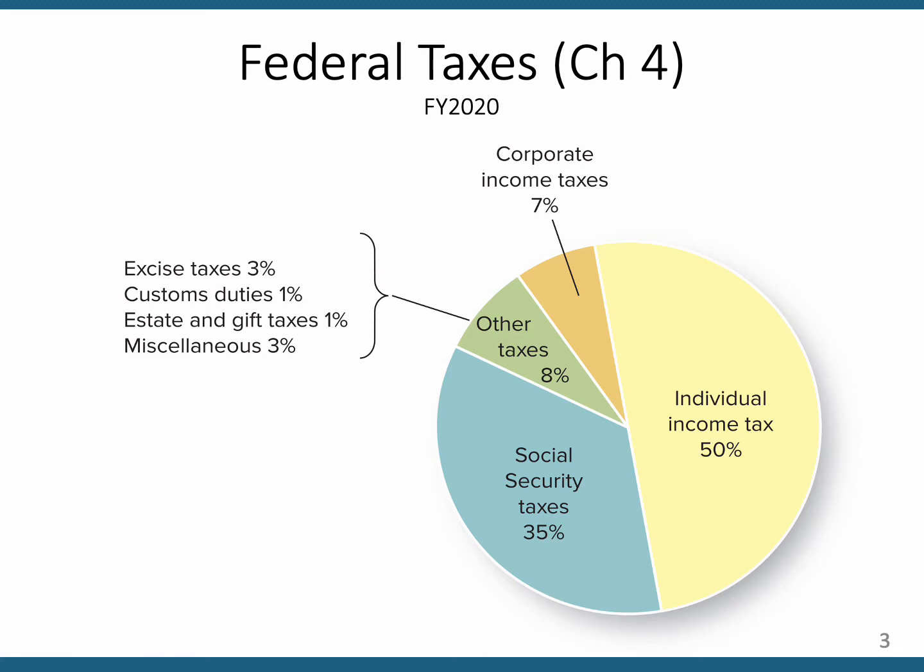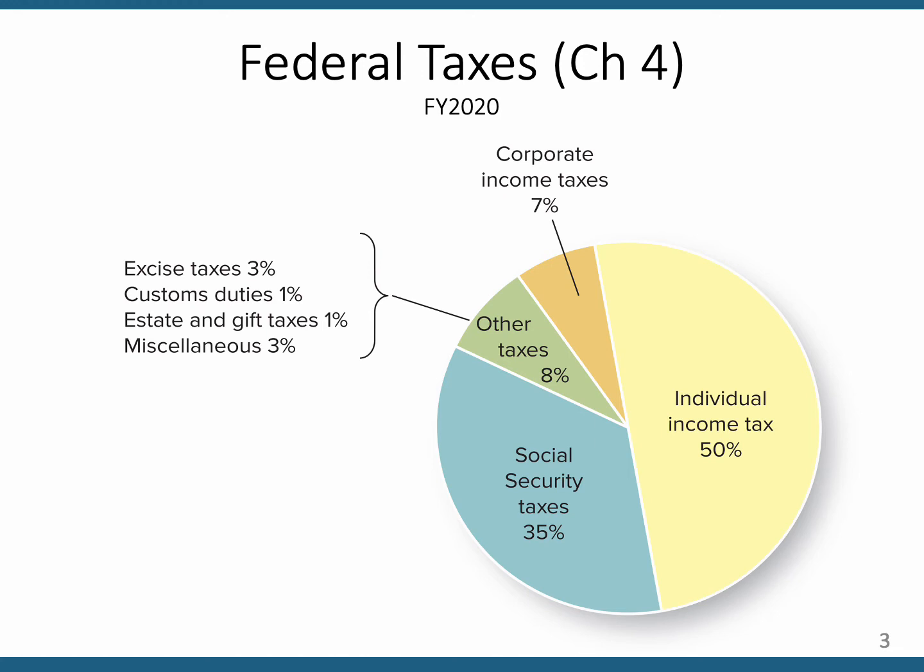This pie chart shows how federal income tax revenue breaks down into the different categories. You can see the largest piece of the pie comes from individual income taxes that individuals pay. Social Security taxes make up 35%. And so individual income taxes plus Social Security taxes make up 85% of all federal tax revenue.